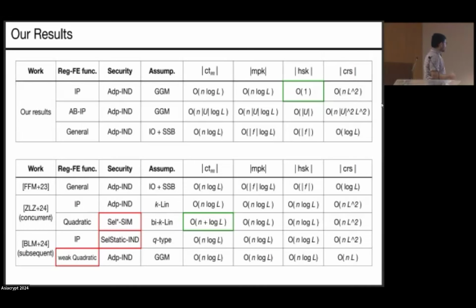And subsequently, Branco et al. also proposed registered FE for IP under a Q-type assumption, whose security is shown to hold in the generic group model. However, their security is selective and their corruption is static. They also proposed registered FE for weak quadratic functions. Here, weak means that the functions to be registered must be declared at the time of setup. That means setup takes as input all the functions to be registered.